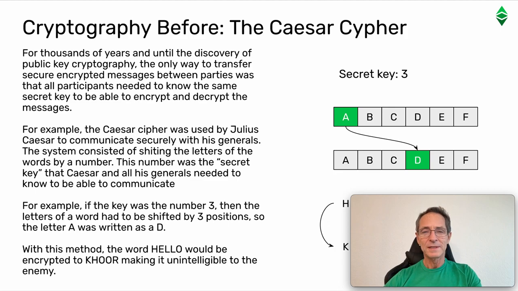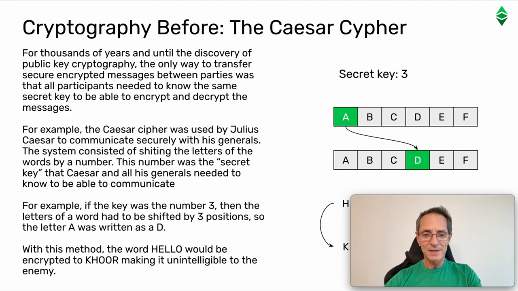Cryptography before the Caesar cipher. For thousands of years and until the discovery of public key cryptography, the only way to transfer secure encrypted messages between parties was that all participants needed to know the same secret key to be able to encrypt and decrypt messages. For example, the Caesar cipher was used by Julius Caesar to communicate securely with his generals. The system consisted of shifting the letters of the words by a number. This number was the secret key that Caesar and all his generals needed to know to be able to communicate.